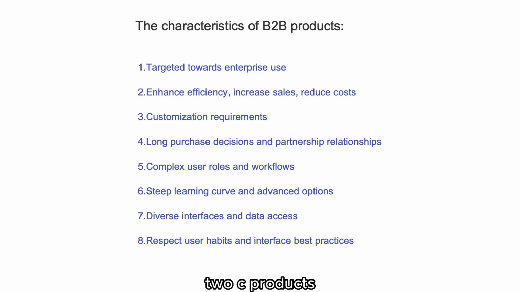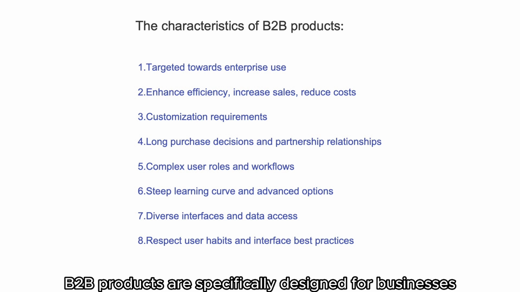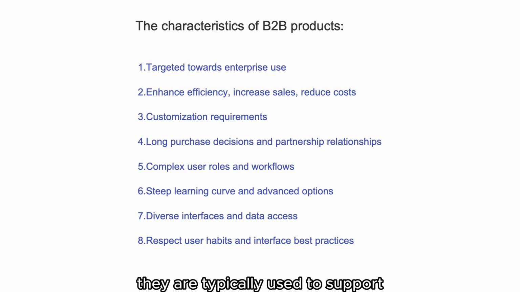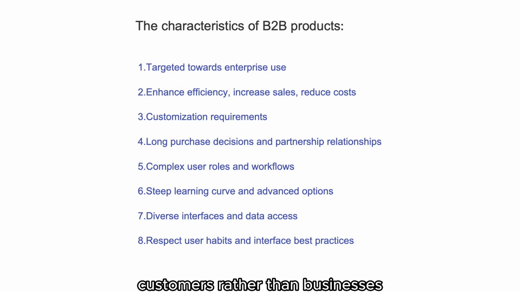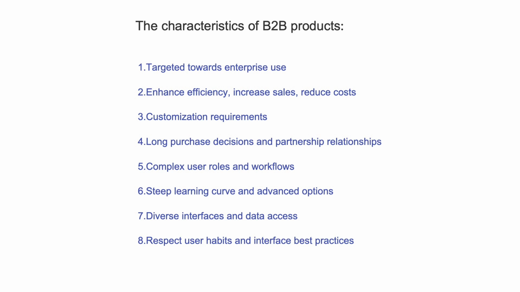Compared to B2C products, the characteristics of B2B products include being targeted towards enterprise use. B2B products are specifically designed for businesses and differ from products for individual users. They are typically used to support various aspects of business operations, sales, and management. B2C products are designed for direct sale to individual customers rather than businesses. They are typically marketed and sold to individual consumers for personal use.